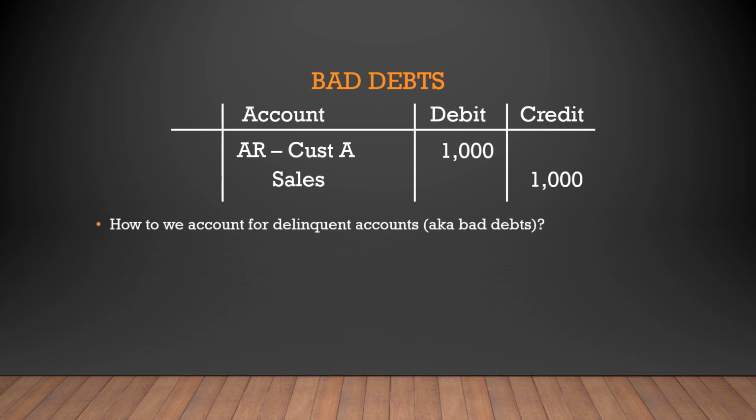How do we account for any delinquent accounts, also known as bad debts? Well, we have two methods. The simple, easy, straightforward direct write-off method and the slightly more in-depth allowance method.